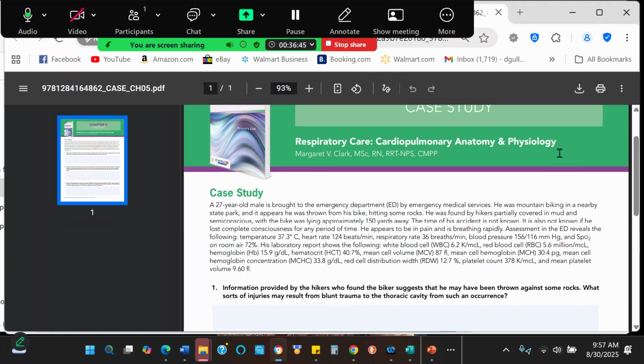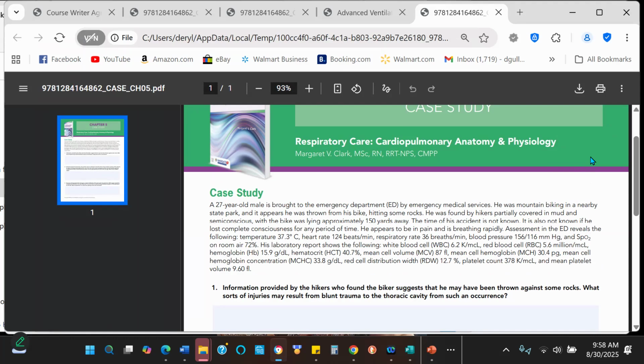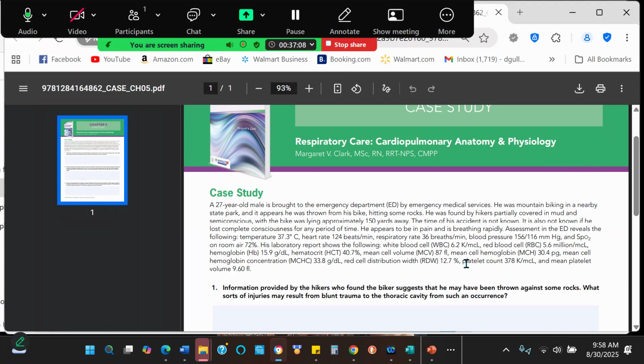27-year-old male brought to the ED by emergency medical services. That's the squad. Mountain biking in a nearby state park. Was thrown from his bike, hitting some rocks. Was found by hikers partially covered in mud and semi-conscious, so not completely alert, with the bike lying approximately 150 yards away. The time of his accident is not known. It is also not known if he lost complete consciousness for any period of time. He appears to be in pain, breathing rapidly.